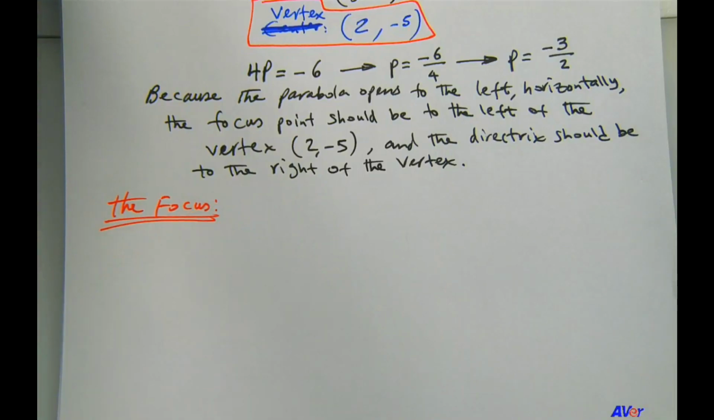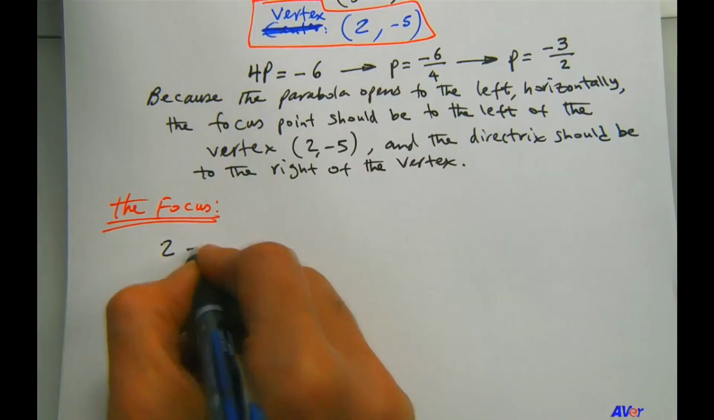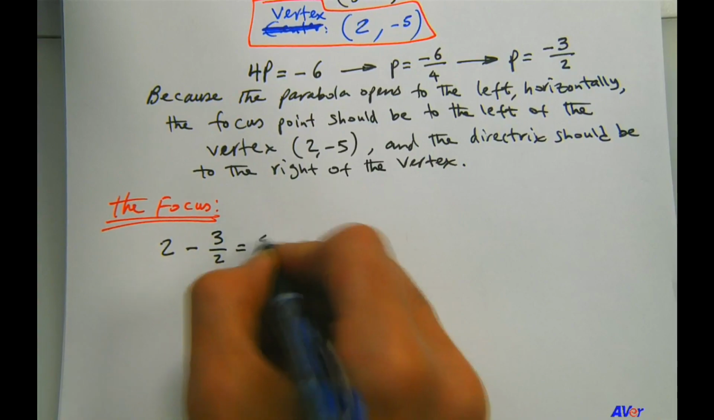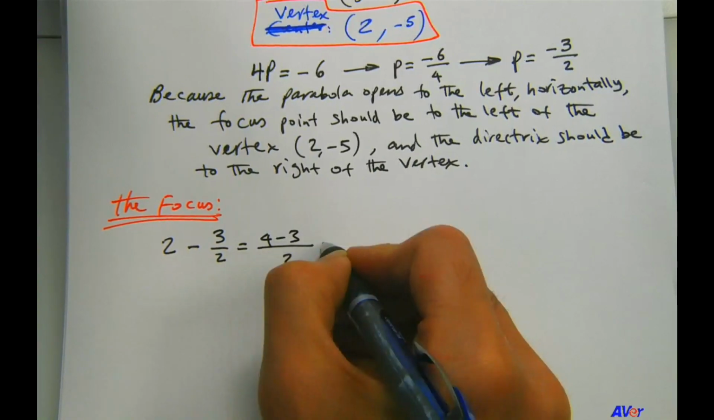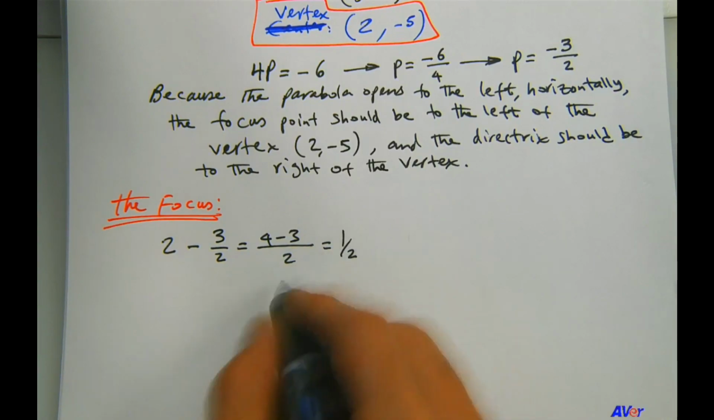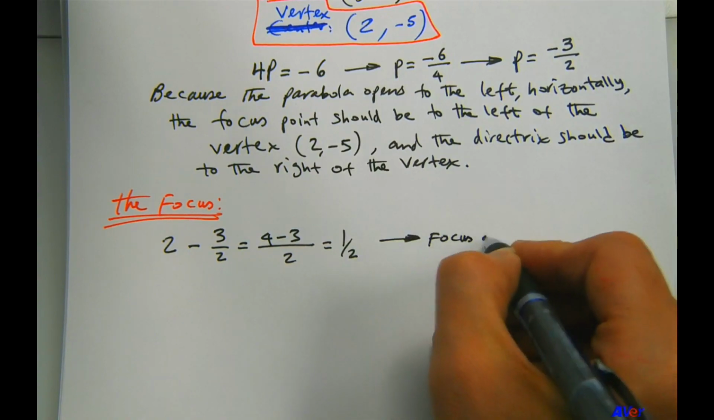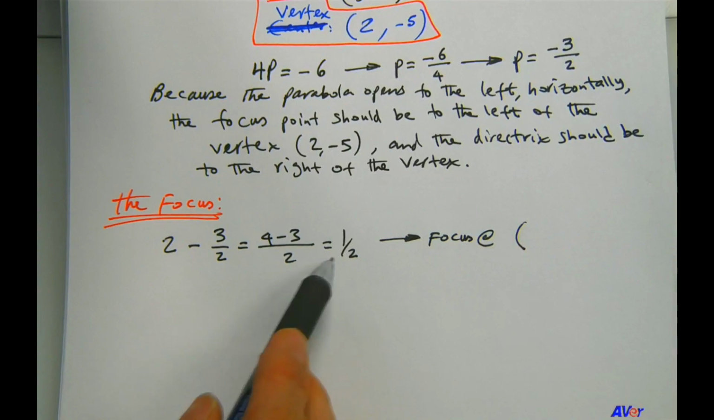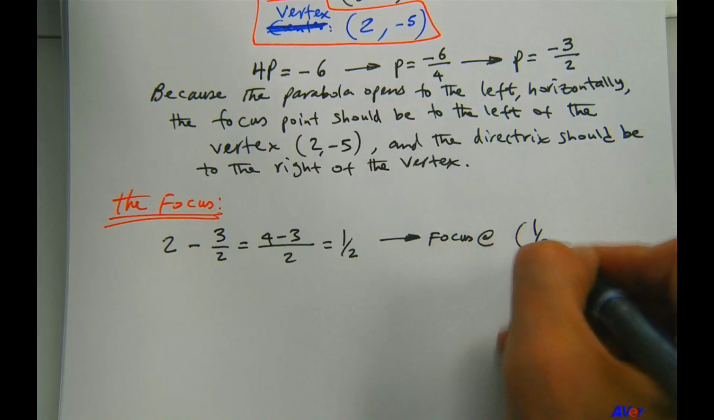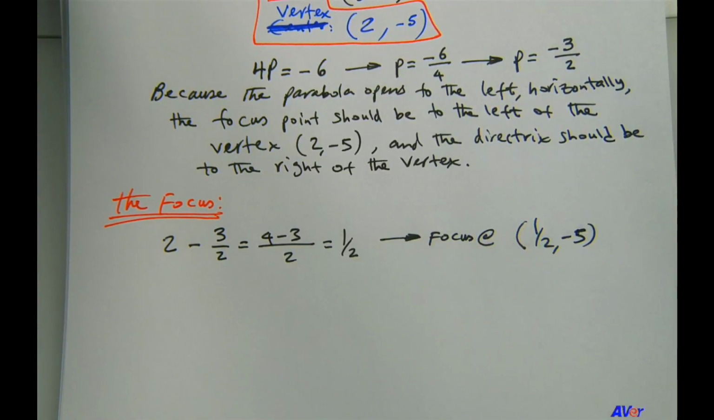So we have 2 to the left of that will be minus 3/2, which is equal to, if we take the common denominator, we end up with 1/2. So the focus is at point 1/2 comma -5. Okay, that's that.